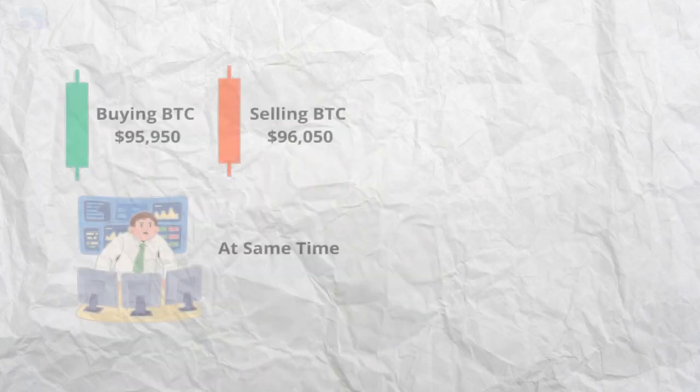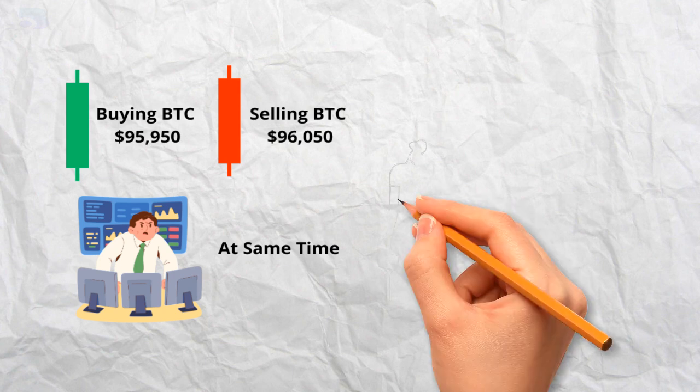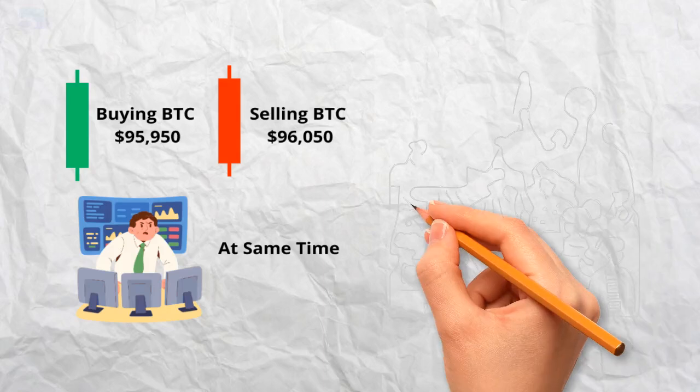For example, a market maker might simultaneously offer to buy Bitcoin at $95,950, offer to sell Bitcoin at $96,050. They make $100 per Bitcoin traded, multiplied by potentially millions of dollars in daily volume.